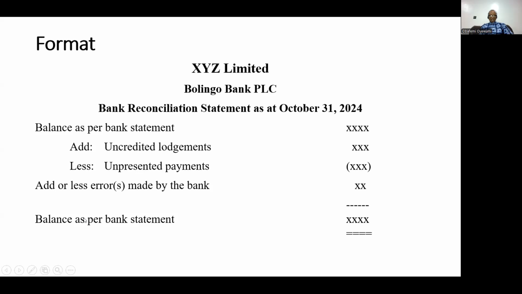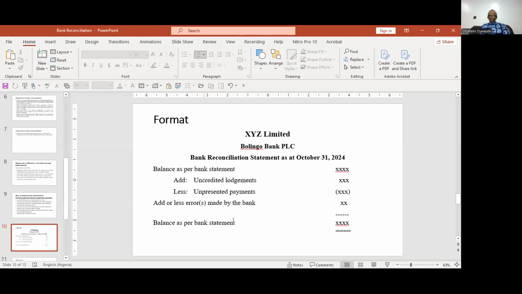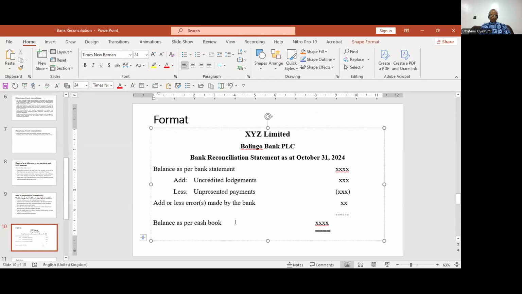Since we started with balance as per bank statement, this should read balance as per cash book, pardon me, balance as per cash book. That's what you should have. In most cases, adjusted cash book, because it's expected that you would have adjusted your cash book to reflect some transactions that hitherto the bank recognized, but you didn't recognize initially. So that's why you have that there.